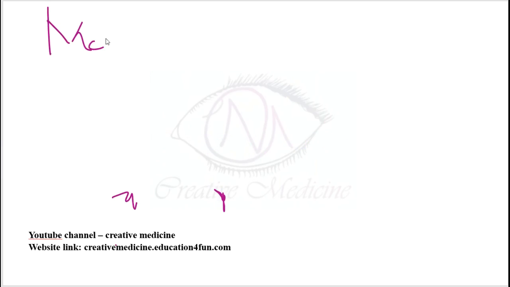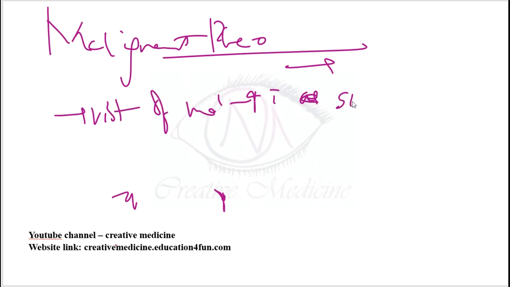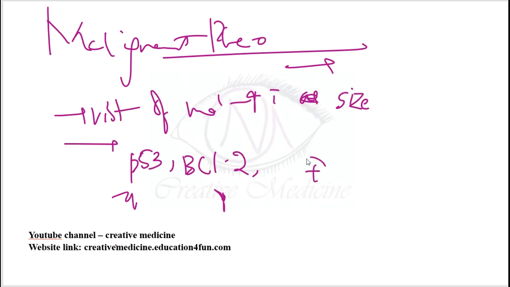Then what about the malignant pheochromocytoma? In malignant pheochromocytoma, the risk of malignancy will increase with age and with size. Here these malignant pheochromocytomas will express P53, BCL2, and they also have activated telomerase activity.